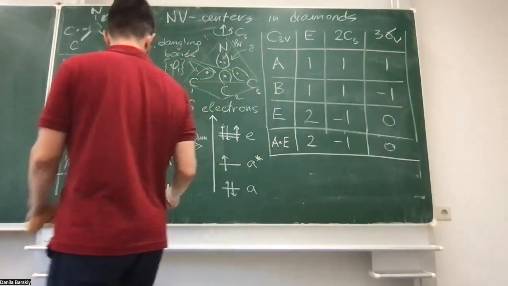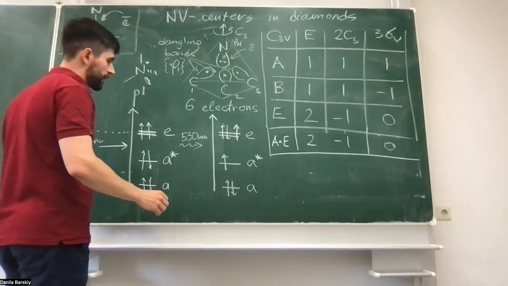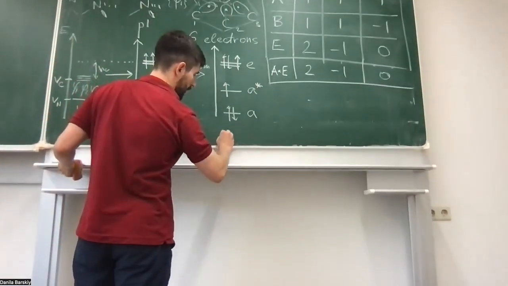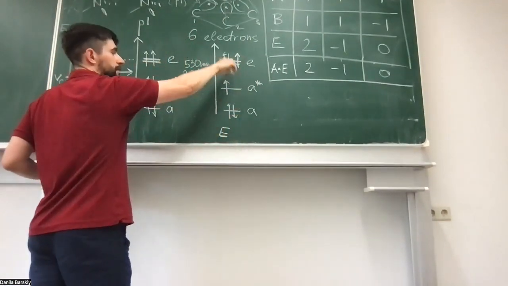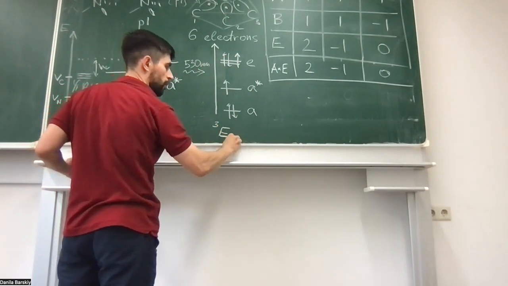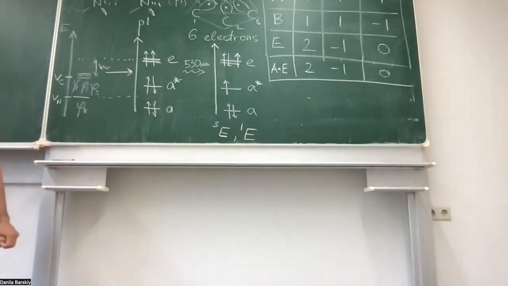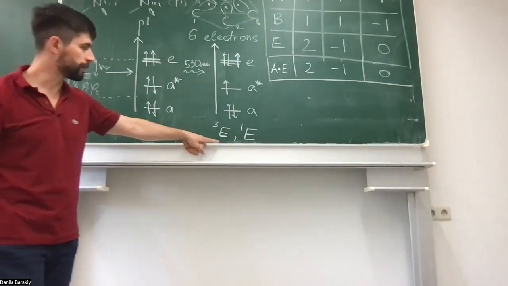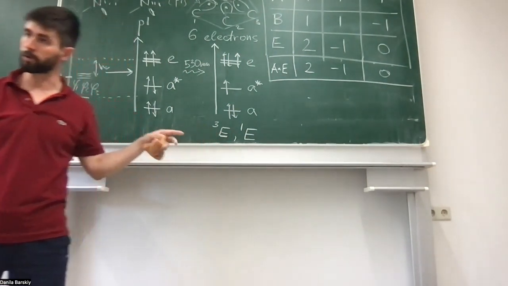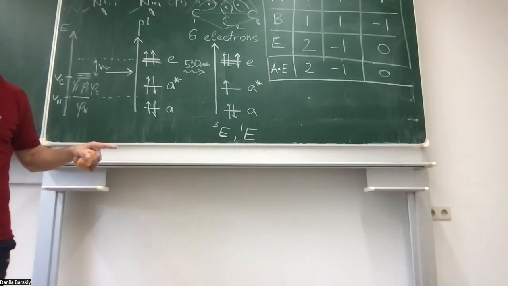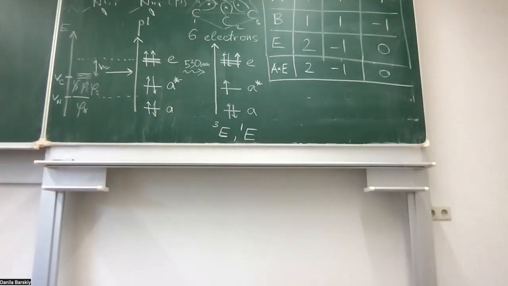So it means that the term corresponding to the excited state can be E, either triplet when two electrons are in a triplet state, or singlet. So there are two options. And we know that the triplet state should be lower in energy because of Hund's rule. All right.